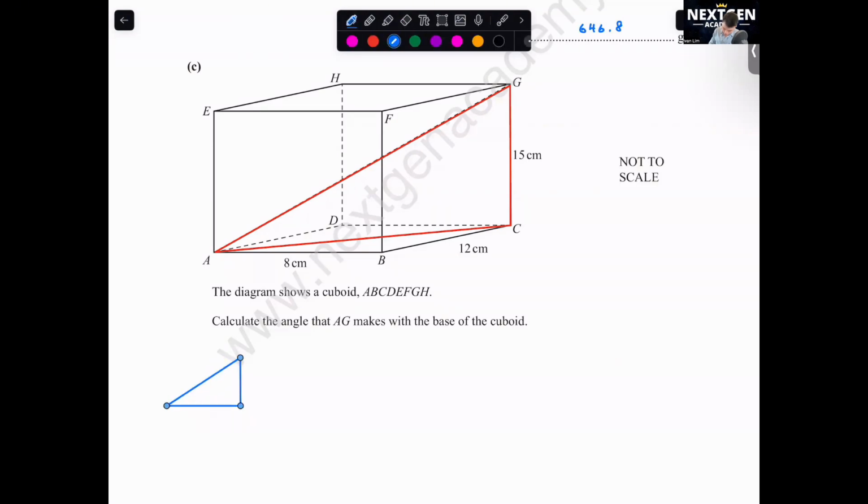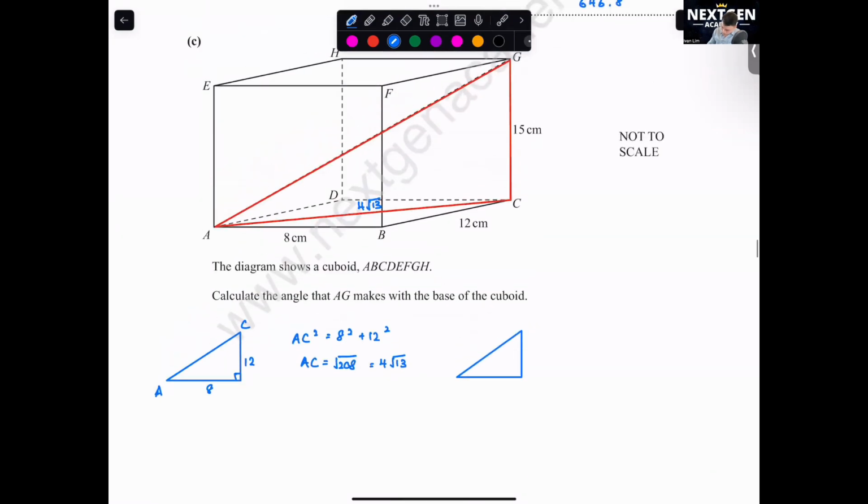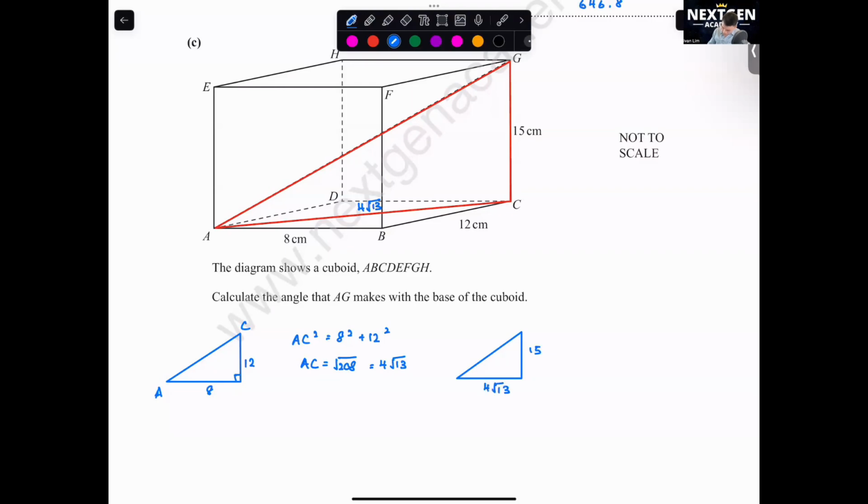AC is 8, 12. AC square equals to 8 square plus 12 square. We use Pythagoras theorem here. 8 square plus 12 square. You get square root 208. Okay, you can leave it like this, or you can write it as 4 sec 13. This is this one. Now we use the next triangle. 15, 4 sec 13. This is triangle AGC.